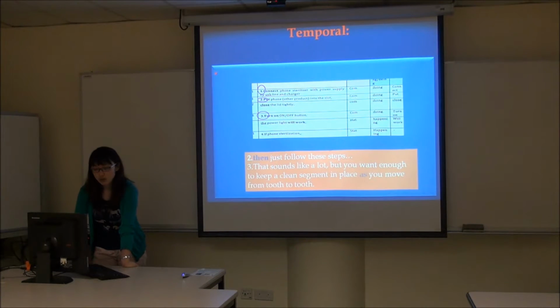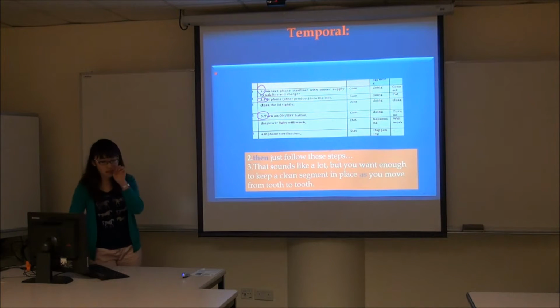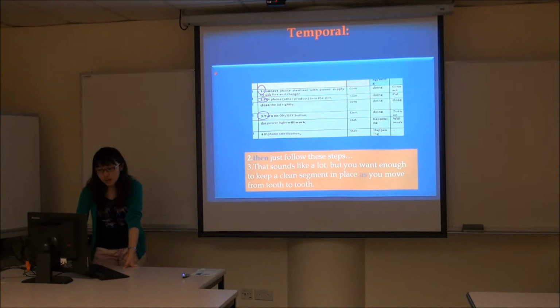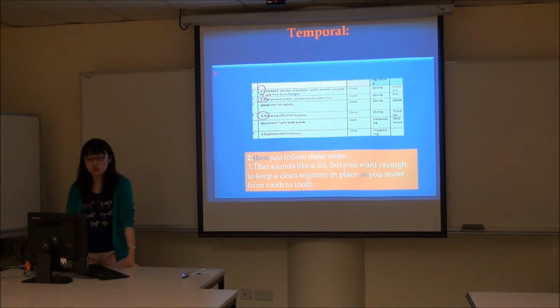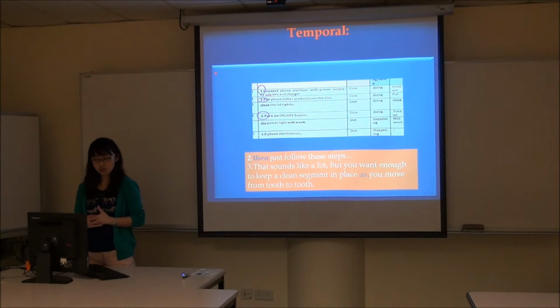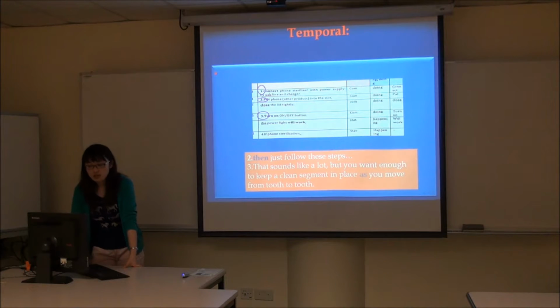And fourthly is the temporal. You see in this picture there are numbers appearing. It means sequential. You need to follow these steps, and except when these numbers are used, we can see that then and as are also used to achieve the effect of the temporal logic.